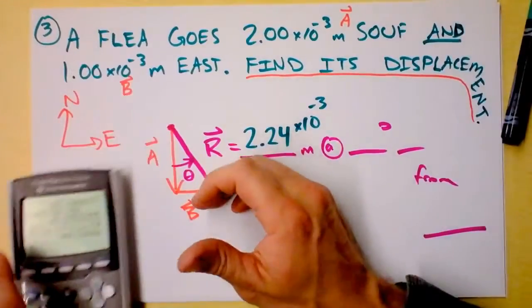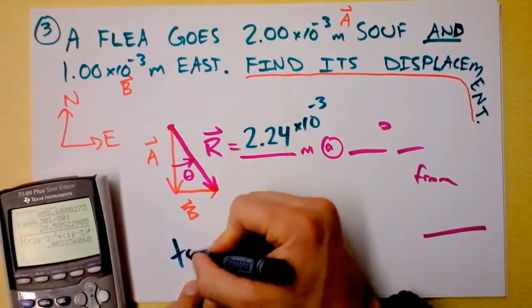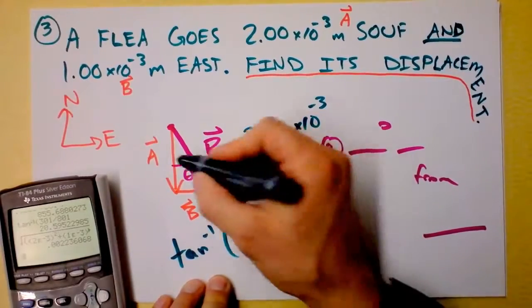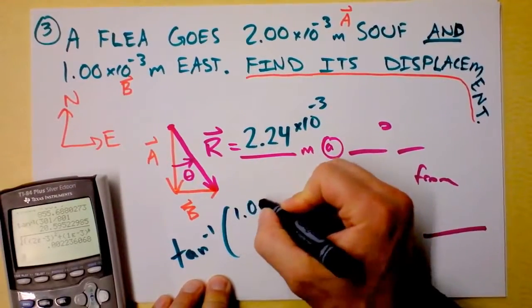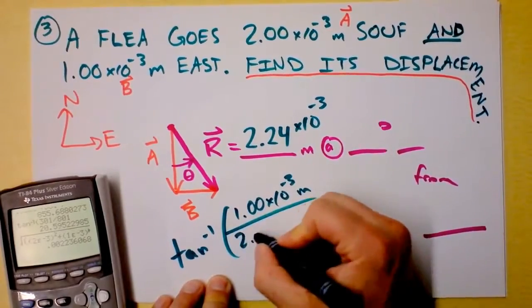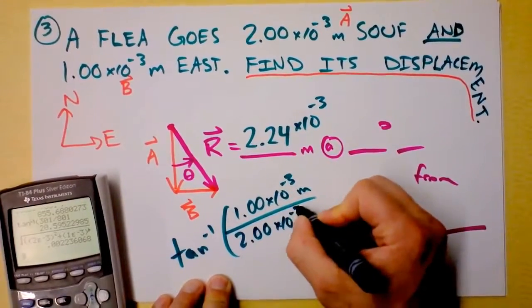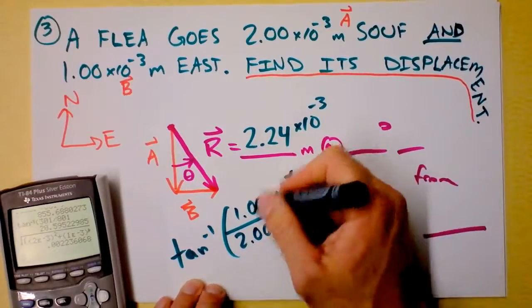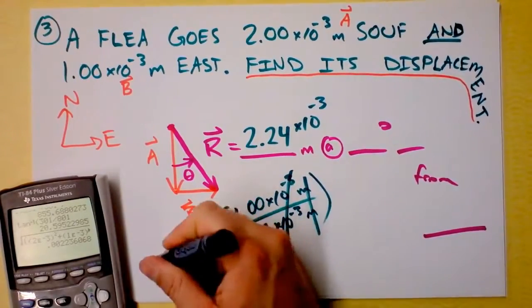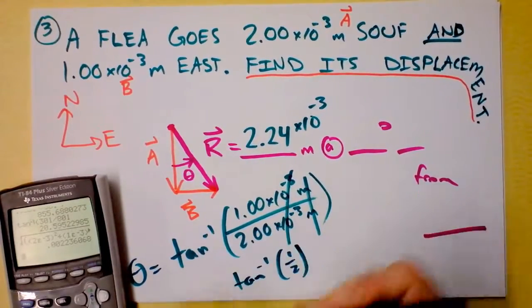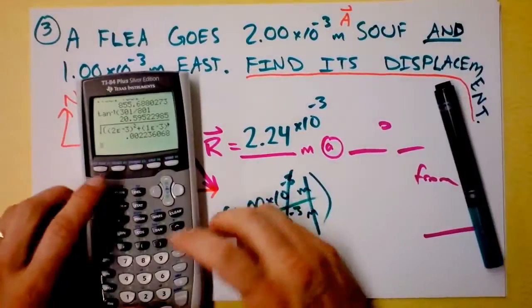All right, here's a nice thing. I'm taking an inverse tangent, and I'm supposed to take an inverse tangent of the opposite side, which is 1.00 times 10 to the negative third meters, divided by 2.00 times 10 to the negative third meters. But look at this. Those cancel, and those cancel, and all those zeros are just stupid. So theta is just the inverse tangent of a half. Awesome. Let's do that. That's going to be easier.